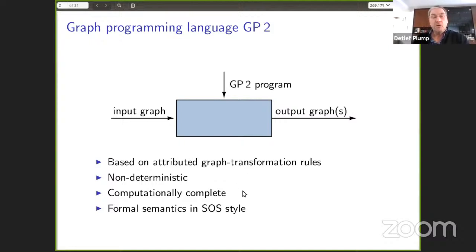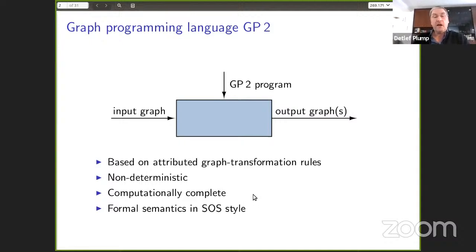Also, just to note, GP2 is computationally complete. So actually, one can program every partial computable function on graphs. One can prove that. And because we always want to stress that formal reasoning is one of the motivations for this whole business, we do need a formal semantics.